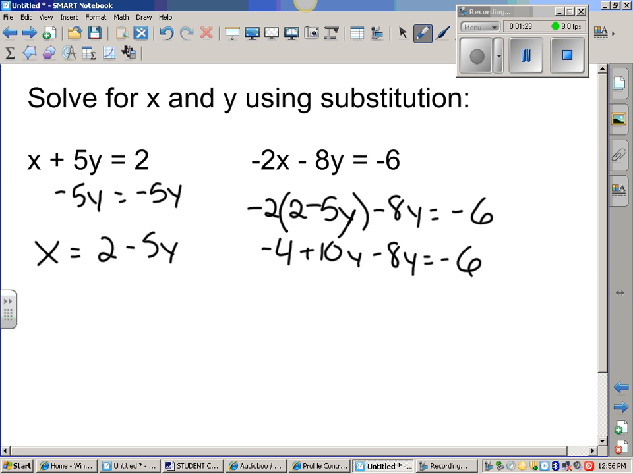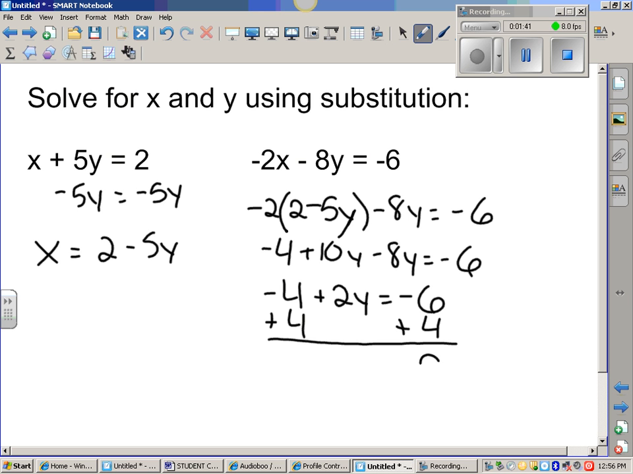How many families? 2. So what can you do? Combine like terms. What do you get? -4 plus 2y equals -6. And then you can add 4 to both sides. Then you can get 2y equals -2. So now you divide by 2.